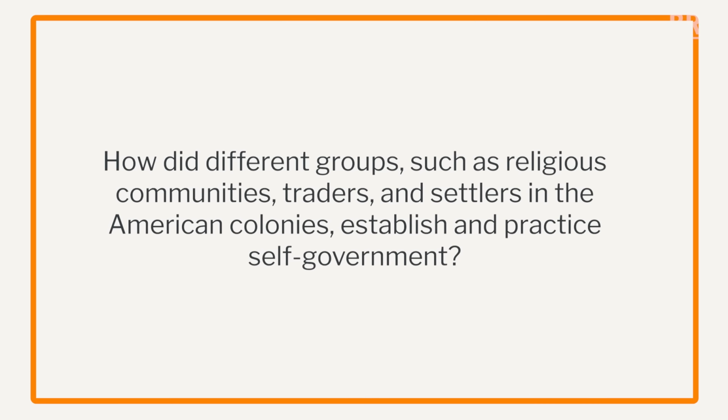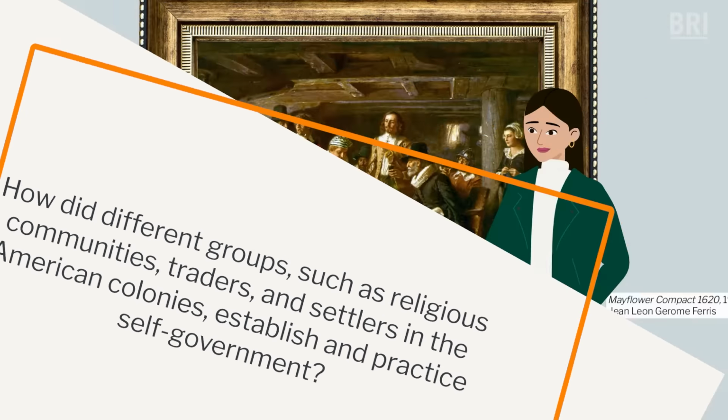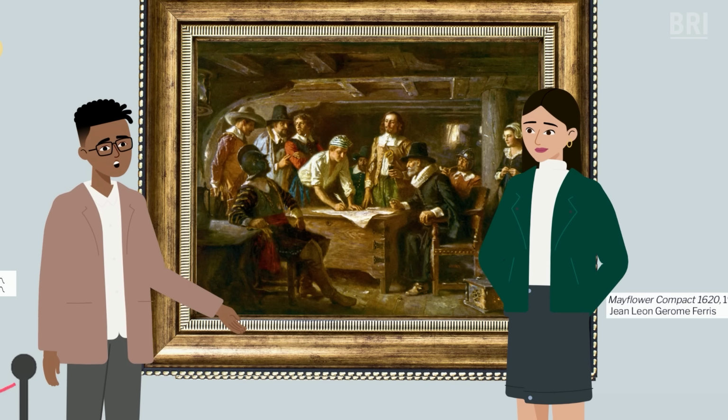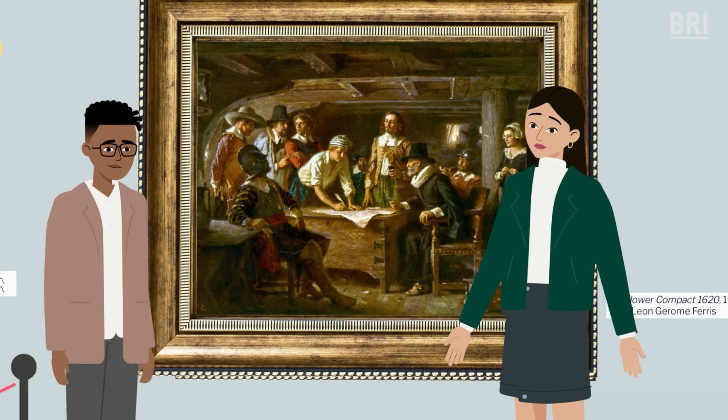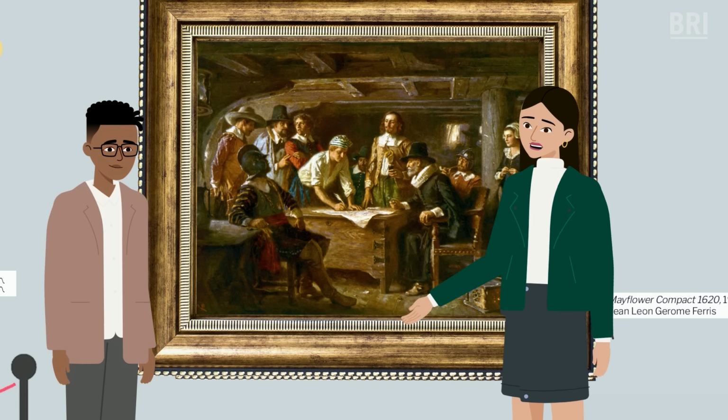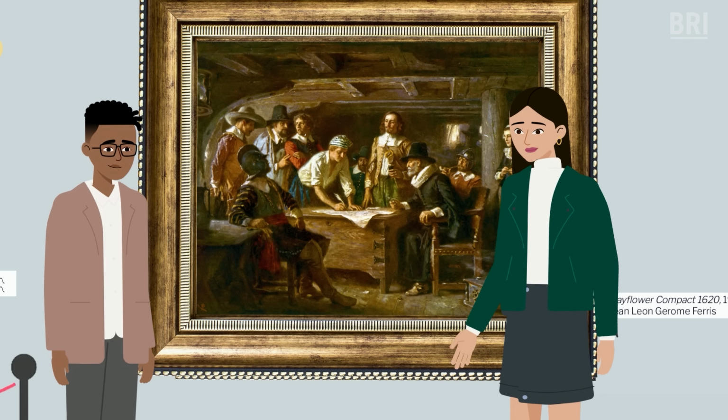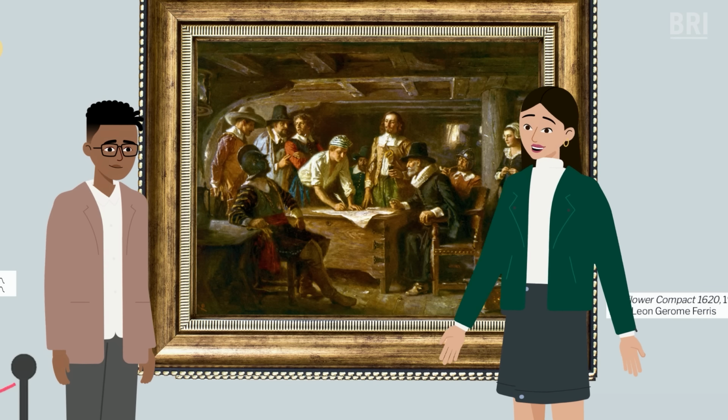How did different groups, such as religious communities, traders, and settlers in the American colonies, establish and practice self-government through the context of one important group, settlers on the Mayflower? Right. This scene shows a pivotal moment, the signing of the Mayflower Compact. We know this from the title of the painting. But why was this moment so important?